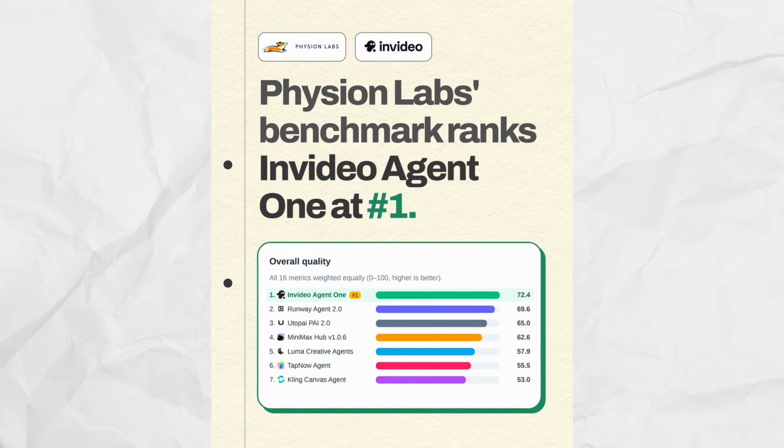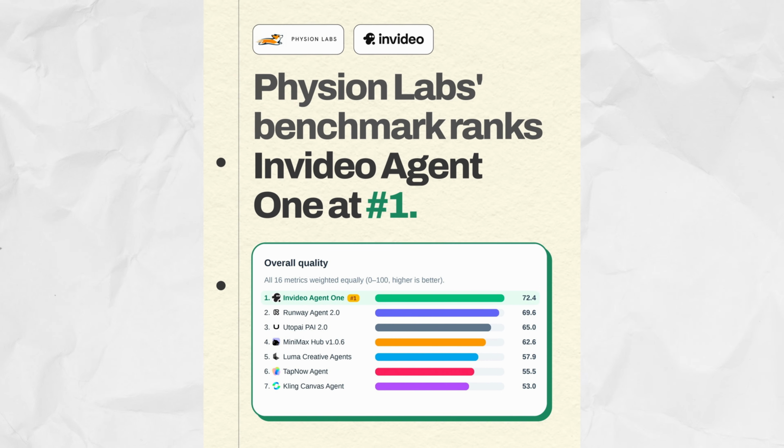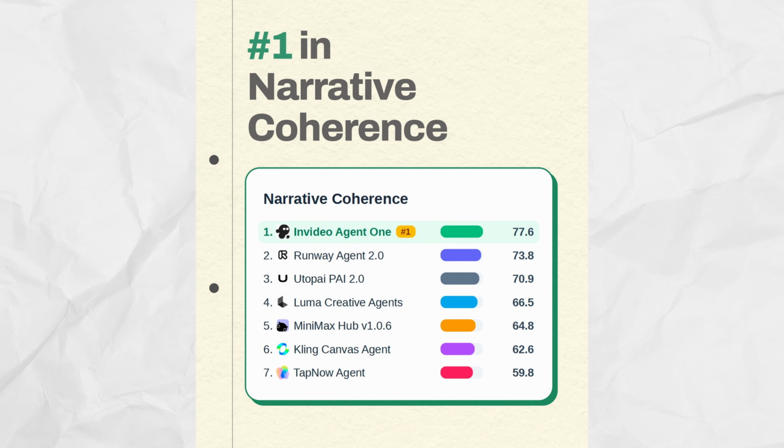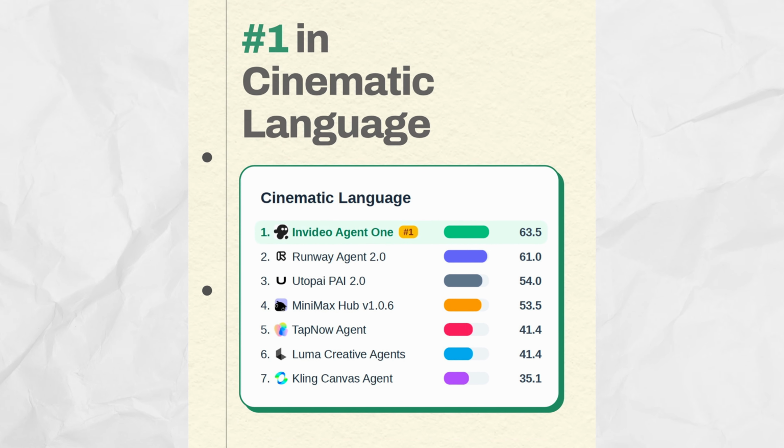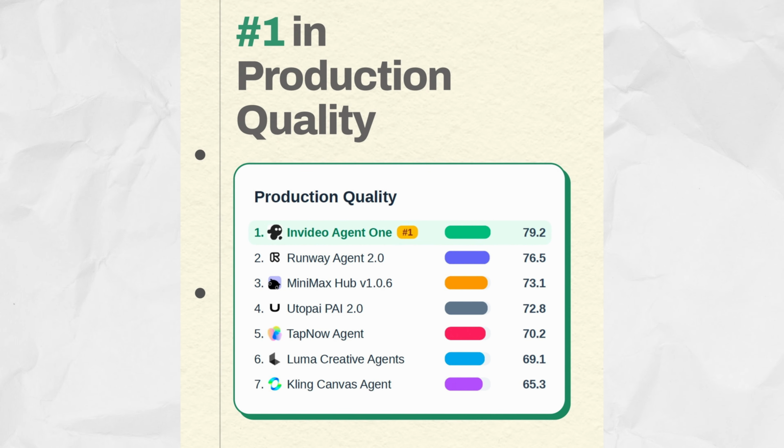So Vision Labs ran an independent test on 7 AI video agents: 100 prompts, 700 videos, 16 metrics. InVideo Agent 1 ranked number 1 overall, first in all 3 quality categories, ahead of Runway, Luma, Minimax, and Kling. And Agent 2 is the new version of the agent that was already the best. And by the way, this is built for actual studios too. Enterprise grade security, your data is never trained on, and teams can work inside the same project with outside agencies.